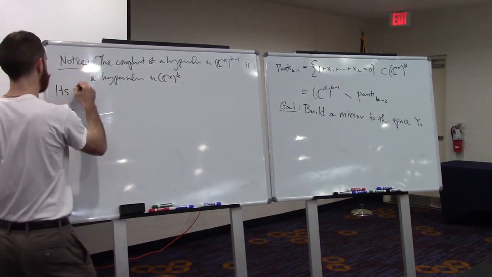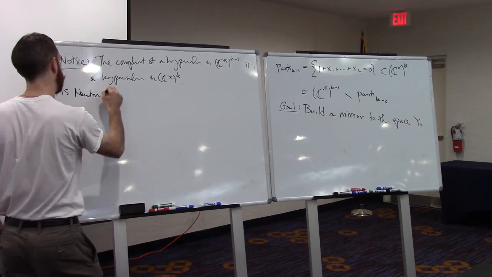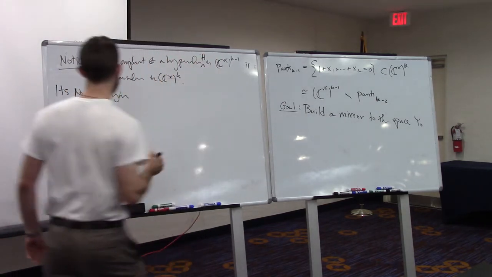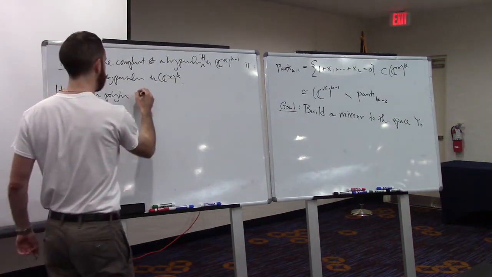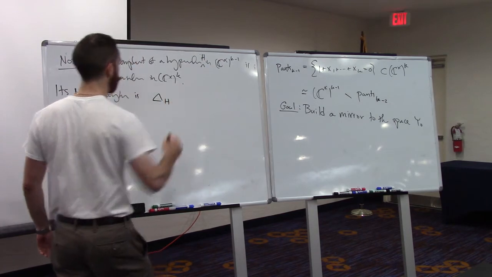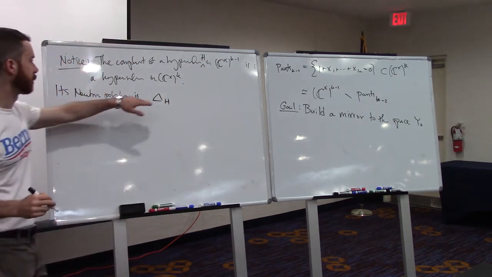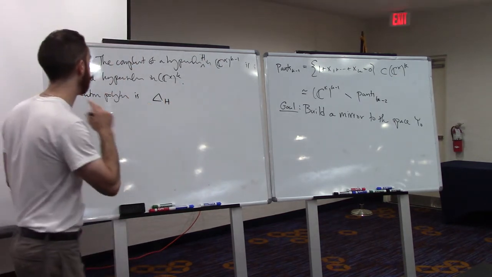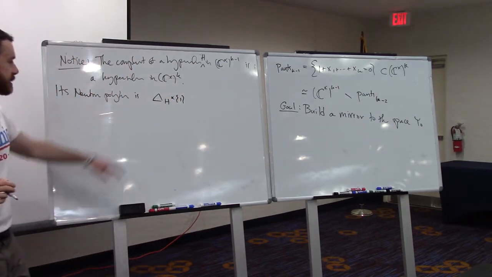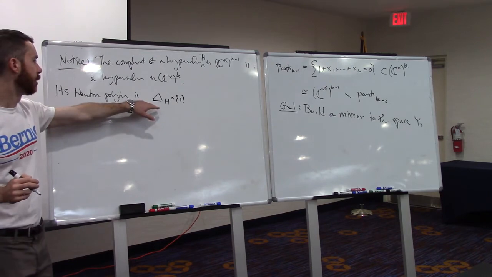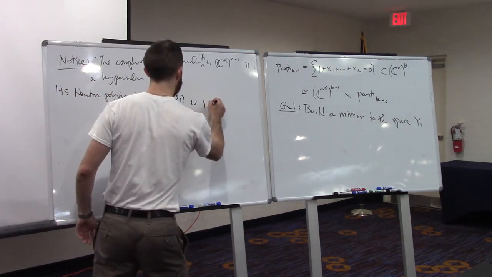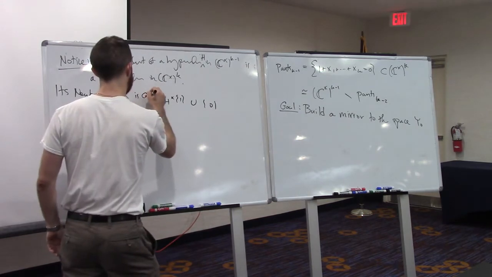And its Newton polytope. So let me call this hypersurface H. Its Newton polytope is the following: I take the Newton polytope of H, which is in R^(k-1), I multiply it by 1, so that gives me some polytope in R^k. And then I take the union with 0, and I take the convex hull of that thing.